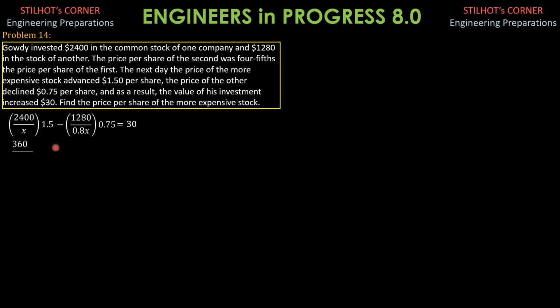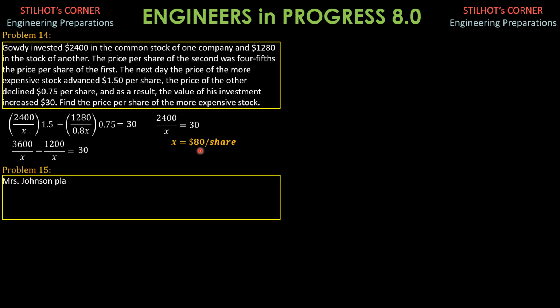Simplifying, 3,600 over x minus 1,200 over x equals 30. So 3,600 minus 1,200 is 2,400 over x equals 30. So x is 2,400 over 30, and x is $80 per share. So that's the price per share of the more expensive stock.